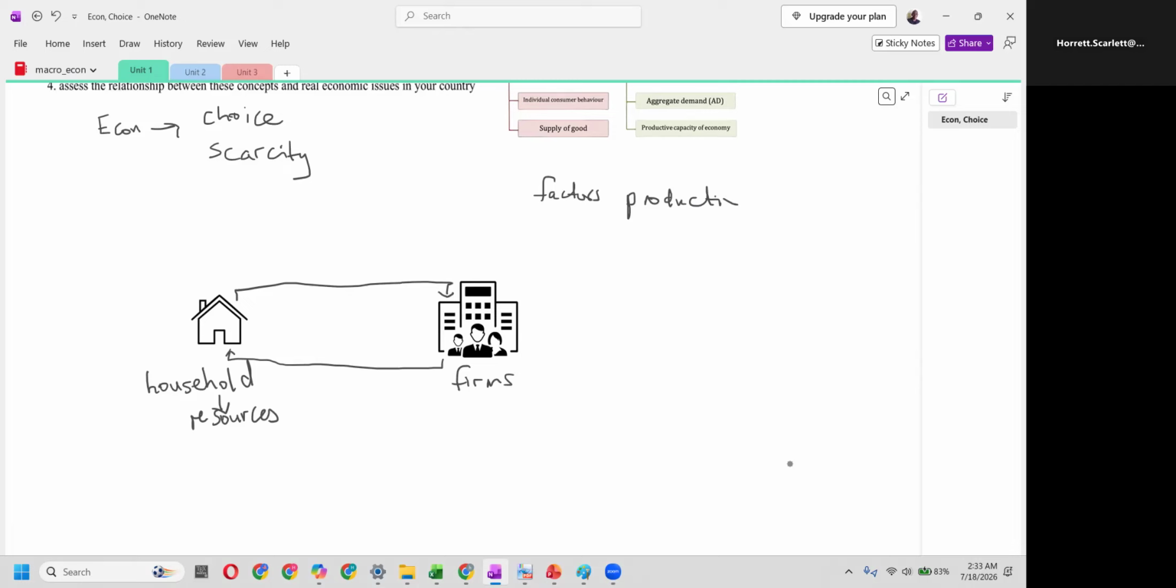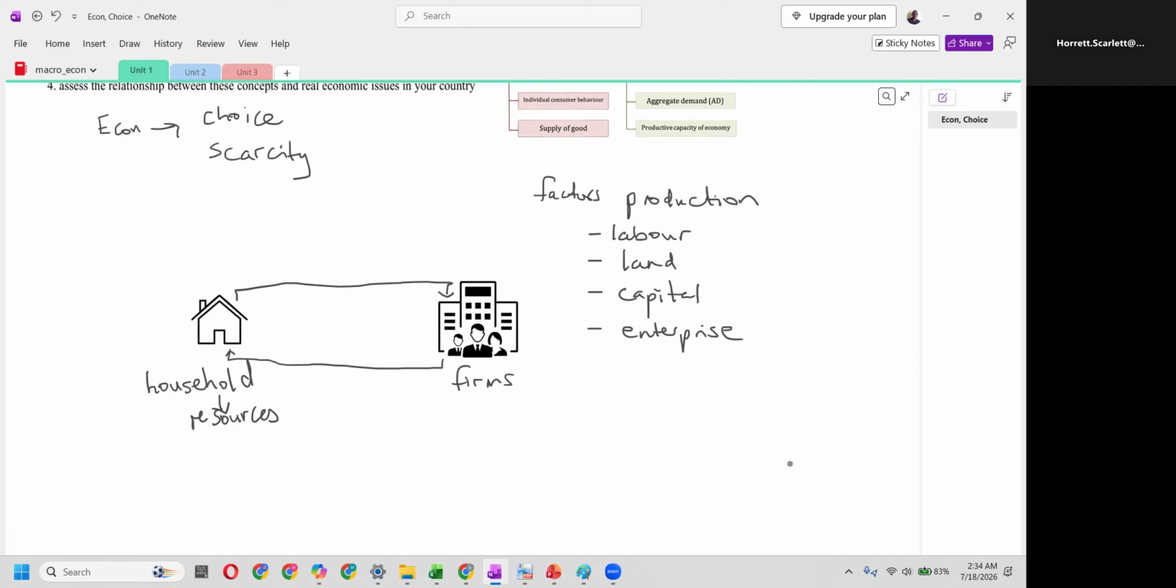When we speak about the factors of production, we're talking about four basic things based on the literature. We have labor, we have land, we have capital, and we have enterprise or entrepreneurship. These factors of production are owned by someone. And typically, we assume that these are owned by the household.